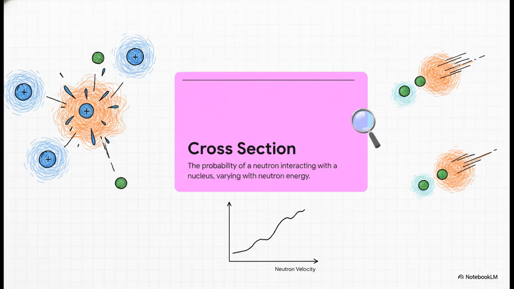So the crucial point here is that a cross-section isn't literally a physical geometric area of a target. Not at all. It's a quantum mechanical probability of interaction. A large cross-section means our neutron is very likely to interact with a specific nucleus. A small one? It'll probably just pass right on through. And as we'll see, this probability changes dramatically depending on how fast the neutron is moving.